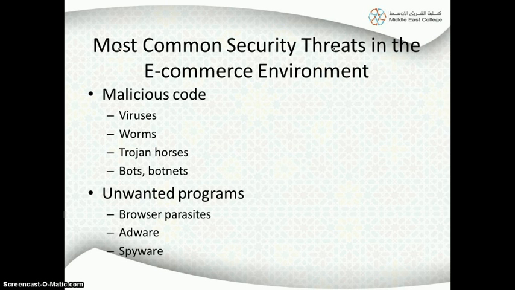Then the other category is unwanted programs, in which we have parasites, adware, and spyware. Browser parasites are unsolicited software that is installed on a computer without the user realizing it. There are many different types. A parasite can report web browsing habits to a marketing company over the internet or change browser settings to point to a specific site.